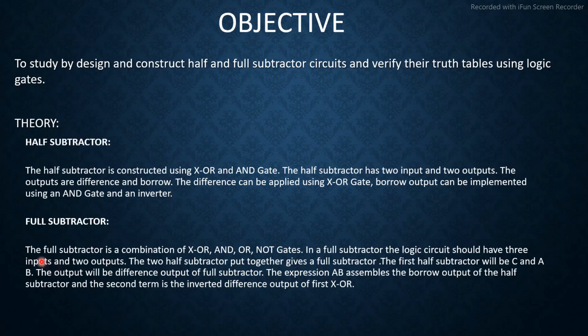Full subtractor. The full subtractor is a combination of XOR, OR and NOT gates. In a full subtractor, the logic circuit should have three inputs and two outputs. Two half subtractors put together give a full subtractor. The first half subtractor will be A and B. The output will be the difference output of the full subtractor. The expression A'B represents the borrow output of the half subtractor. The second term is the inverted difference output of the first XOR.